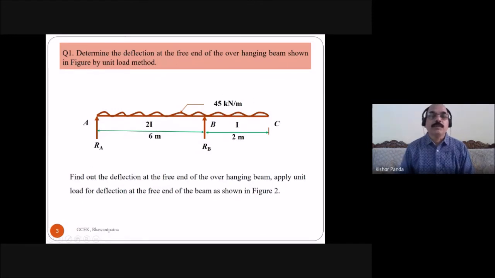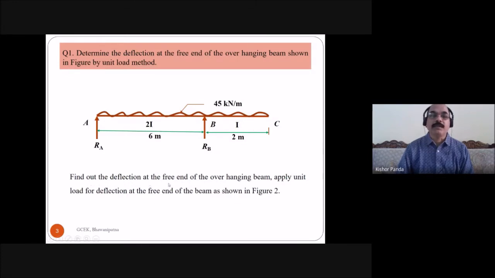So what you have to do? You have to find out the deflection at the free end C of the beam using the unit load method. In this method, you have to apply a unit load at the point where the deflection is required. So here you need the deflection at the point C, so you have to apply a unit load at the point C.